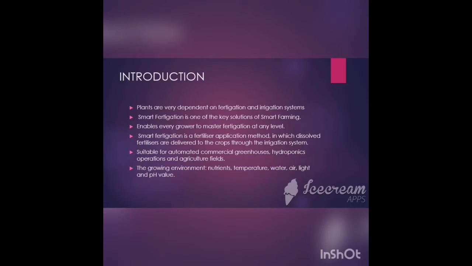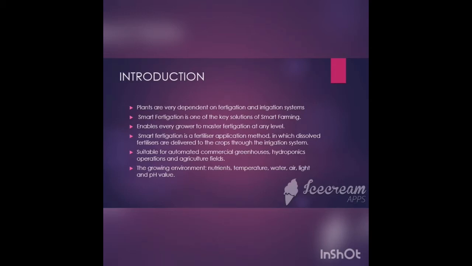Introduction. In Malaysia, agriculture is one of the most important industries besides oil and gas. Plants are very dependent on fertigation and irrigation systems to bring good yields. Different plants use different types and mixtures of fertilizers. Smart fertigation is one of the key solutions of smart farming. This automated fertigation system enables every grower to master fertigation at any level.